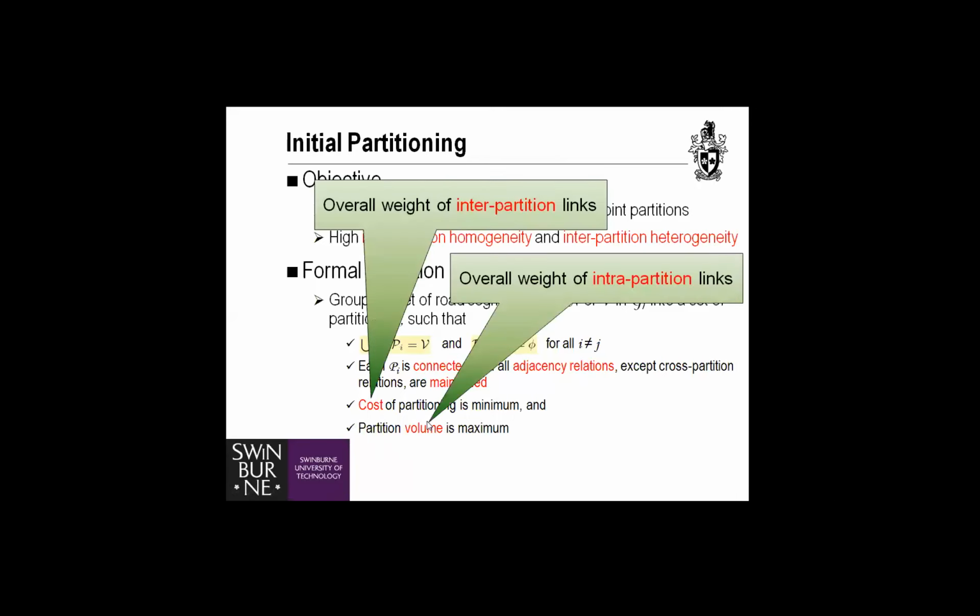The further two conditions are that the cost of partitioning is minimum and the partition volume is maximum. By cost of partitioning, we mean the overall weight of inter-partition links that are to be broken during the partitioning. So we want to have minimum weight of links that connect different partitions, and we also want to have high weight within the partitions, which refers to the condition of intra-partition homogeneity.